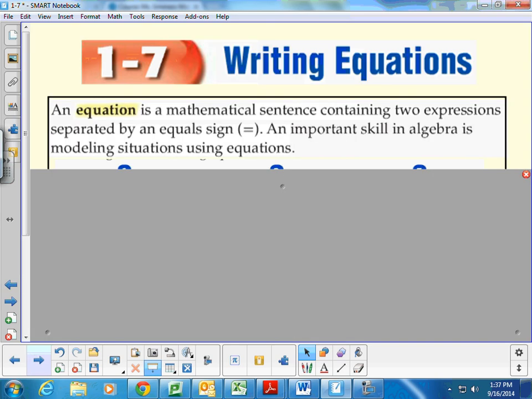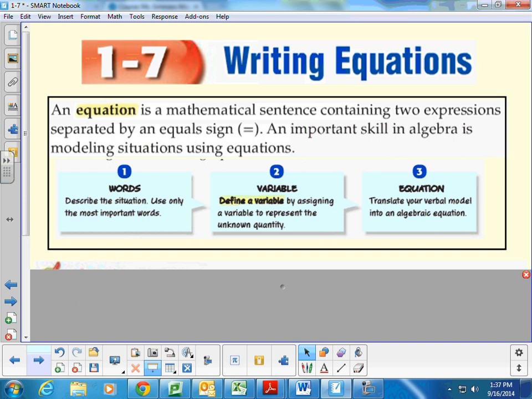All right, writing equations. An equation is a mathematical sentence containing two expressions separated by an equal sign. An important skill in algebra is modeling situations using equations. So what we're going to be doing is reading a situation and being able to model that by creating an equation. Notice equation is highlighted. It is a vocabulary word. Please make sure you're keeping that up to date, as it will be due the day of the chapter test.